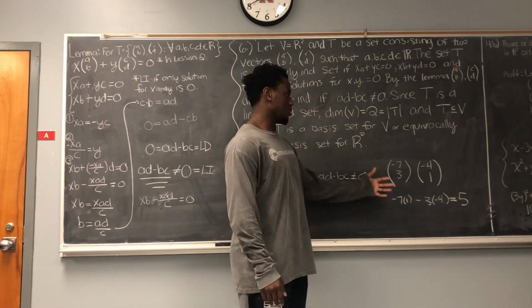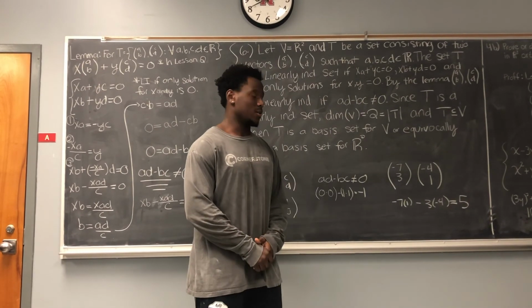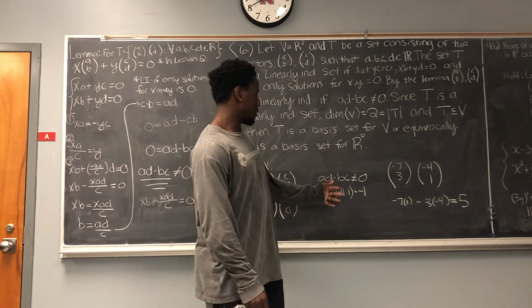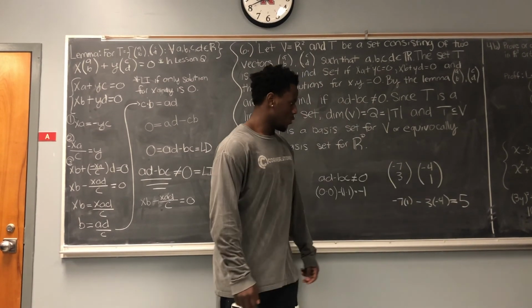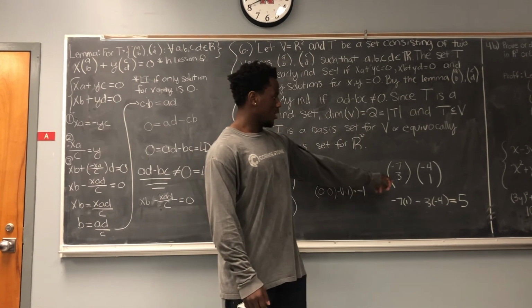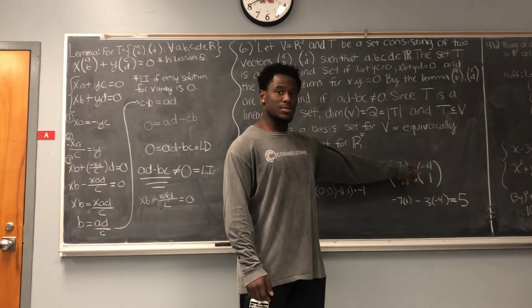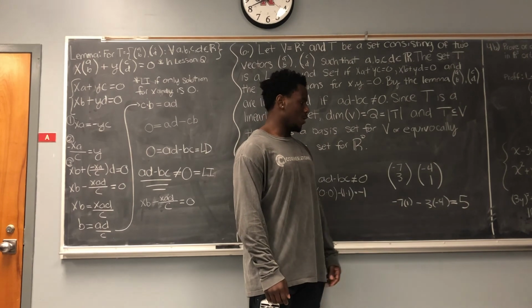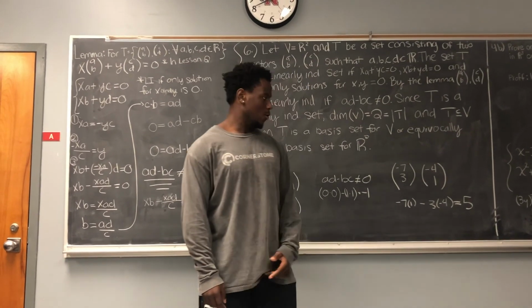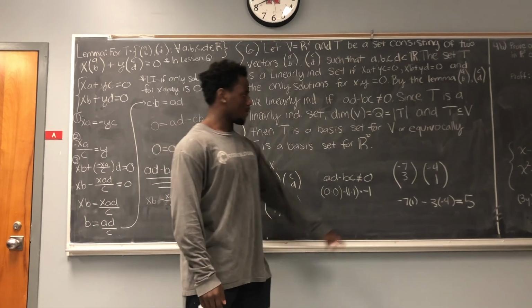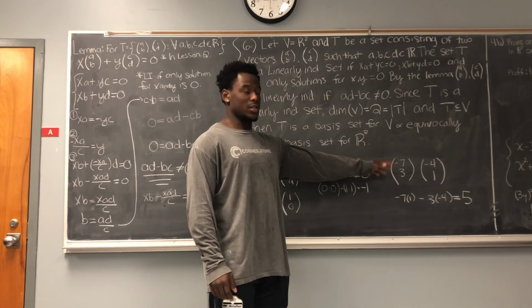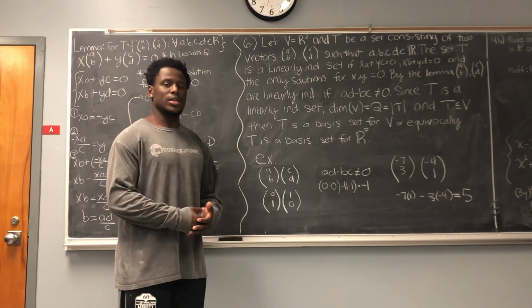And now we have vectors that aren't the standard basis vectors. So if we apply the same condition, a times d, so negative 7 times 1 equals negative 7, and then c times b, 3 times negative 4, which gives us negative 12. Negative 7 minus negative 12 equals 5, which is also non-zero. And we know, predetermined, that these are basis vectors, and they're linearly independent, and they span all of R2.